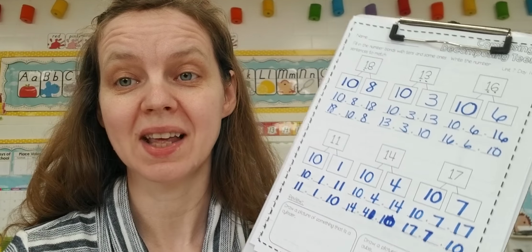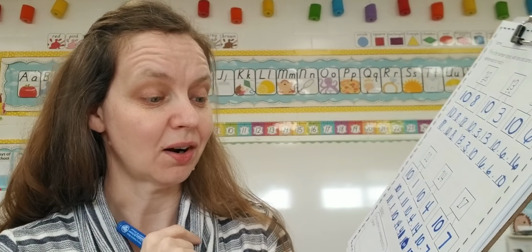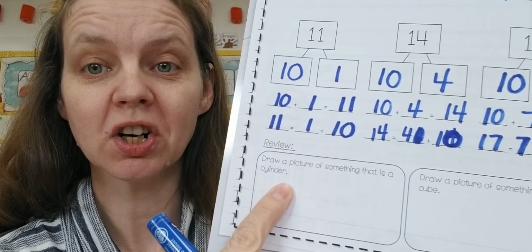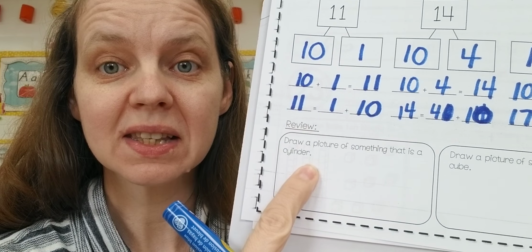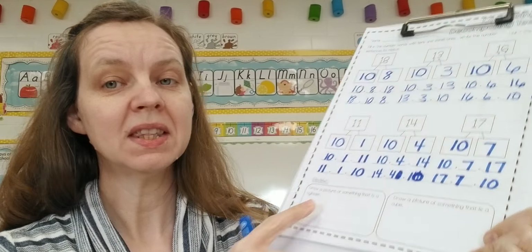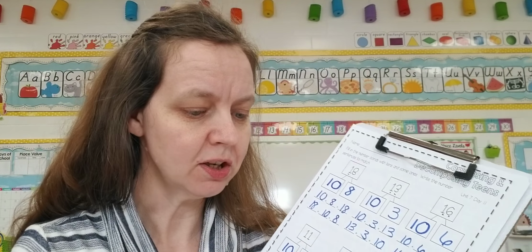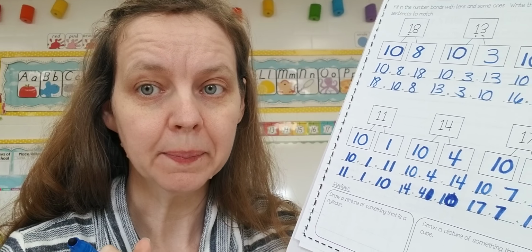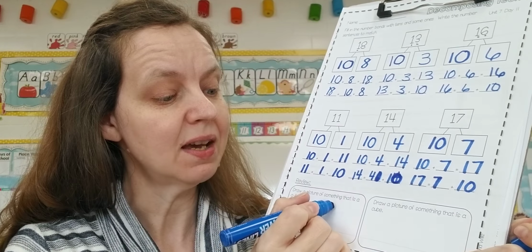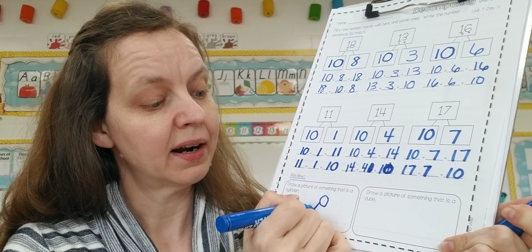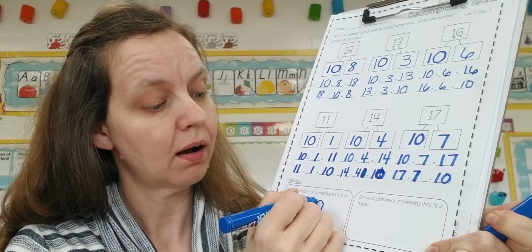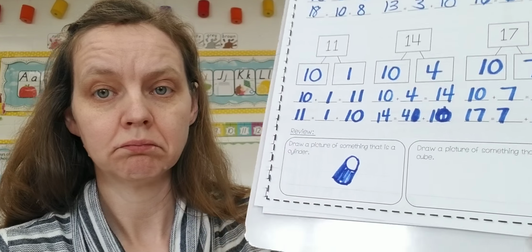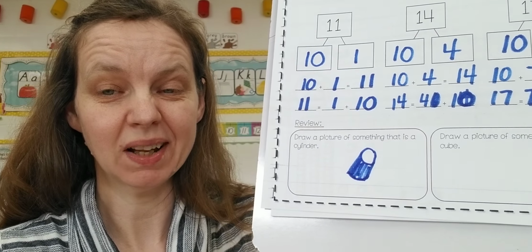These are review questions that I know you can do because you guys are very, very good at talking about shapes. The first one says, draw a picture of something that is a cylinder. Do you remember what a cylinder looks like? A cylinder, is it a 2D or a 3D shape? A cylinder is a 3D. And it kind of looks like a can. That's not my best, but that's going to work for today.